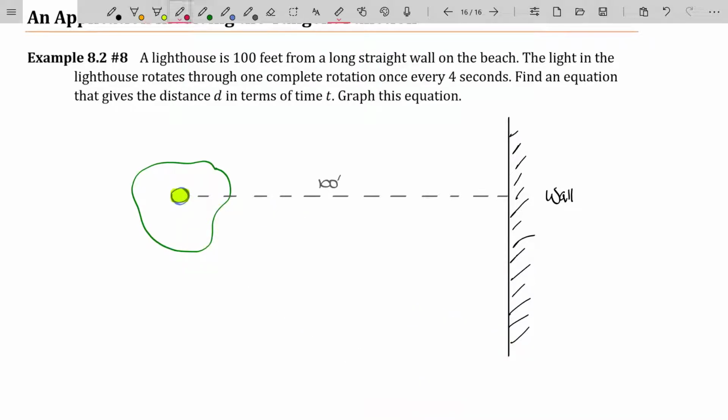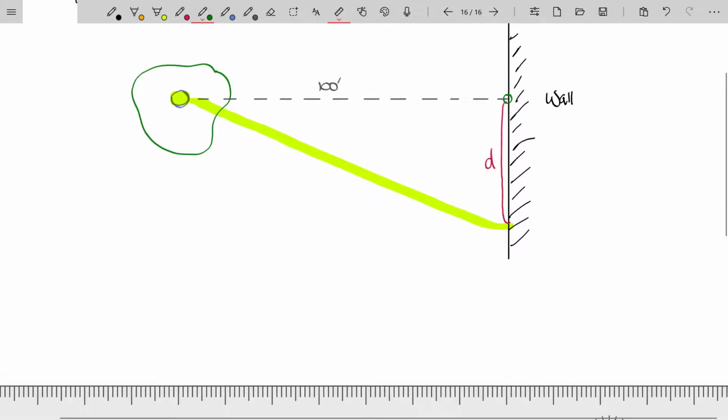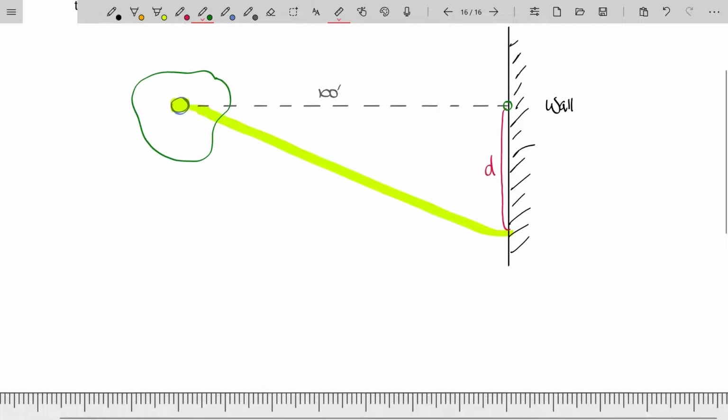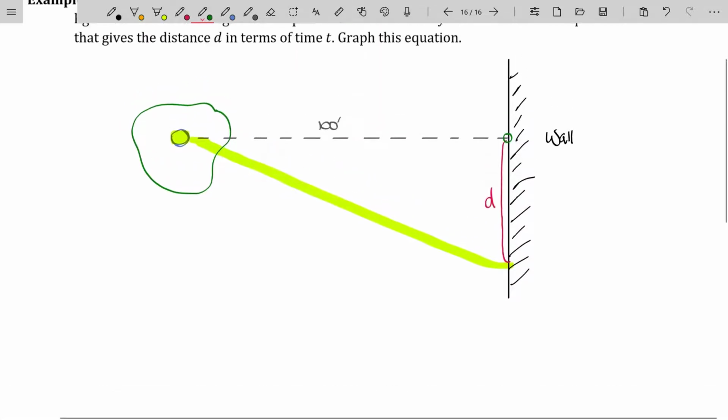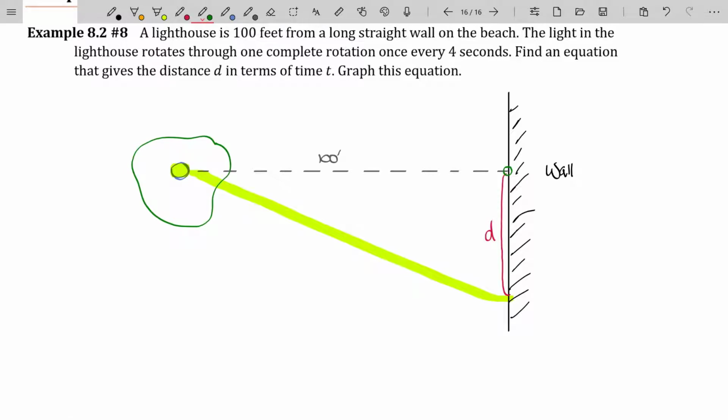I want to know d. I want to know what that distance is as a function of time. That distance being the distance between the nearest point on the wall to the lighthouse. So this point right here to where the light currently is. I want to know what that distance is at any given moment using a function, specifically, as they said, a tangent function. So one thing that you should note here is that this is a right triangle.